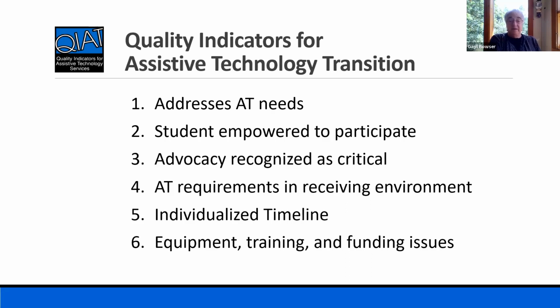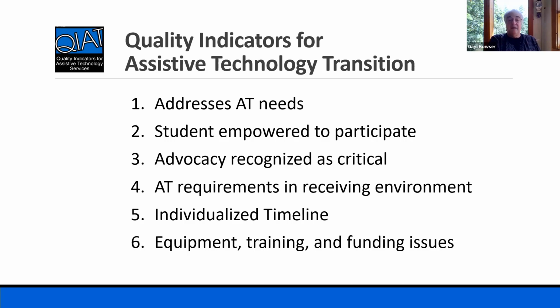There are 6 quality indicators for assistive technology transitions, and the number 1 indicator is that any transition plan that's made for a student should address the assistive technology that that student needs. It's actually the most common error that people make transition plans for students but don't mention the assistive technology that the student needs. So it can tend to get lost in the transition.